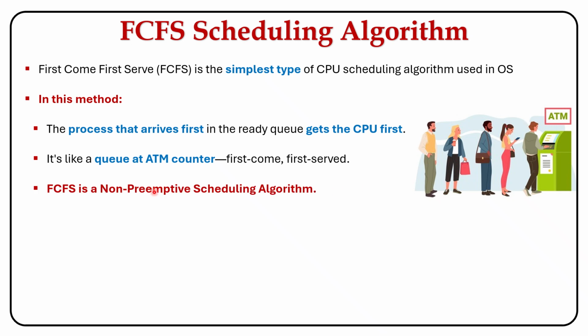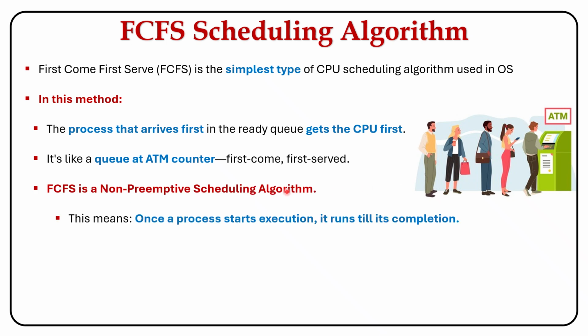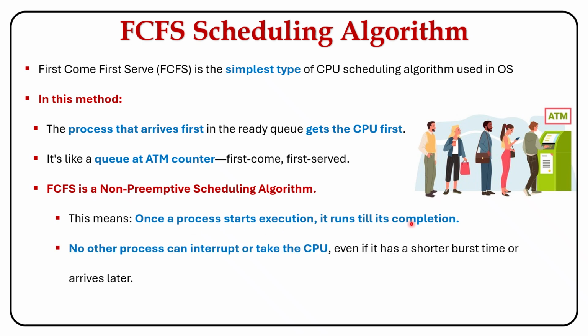FCFS is a non-preemptive scheduling algorithm. This means that once a process starts its execution, it runs till its completion. No other process can interrupt or take the CPU even if it has a shorter burst time or arrives later.